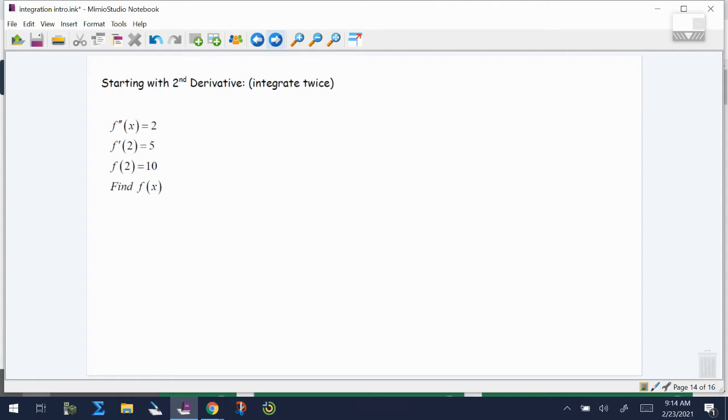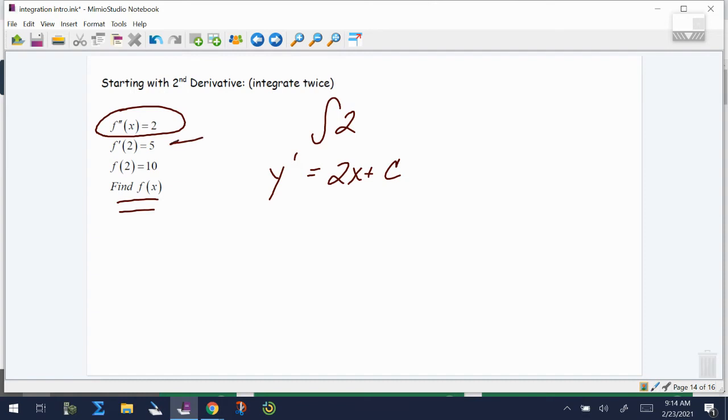But with these, you would have to have more given information. So for example, you're starting with a second derivative. You need to work your way all the way back to the original function. They have to give you given pieces along the way. So what I mean by that is if you integrate 2, you get 2x plus c. That's your first derivative. Because I started with a second derivative, if I integrate once, I have a first derivative. So now I need to plug in what I know about the first derivative. Well, I know the first derivative equals 5 when x is 2.